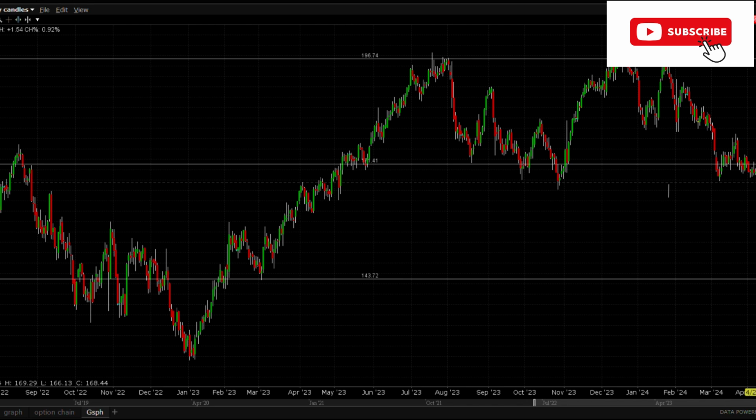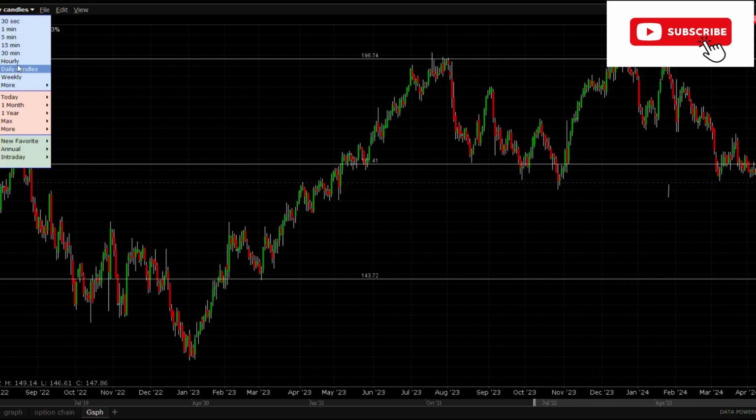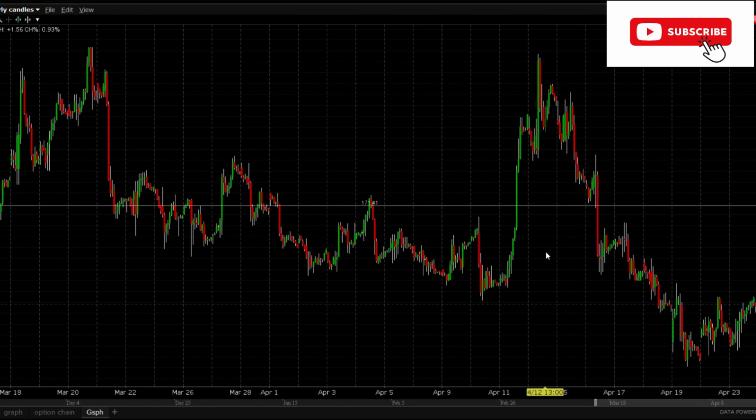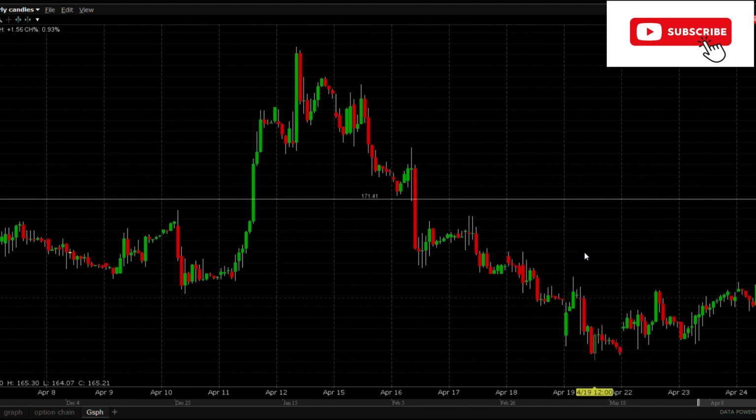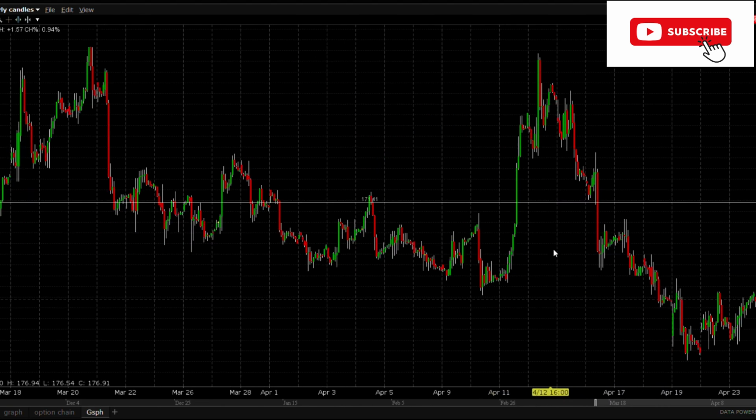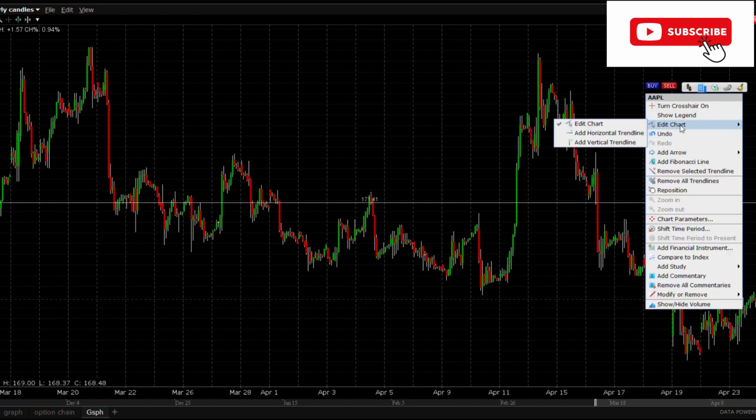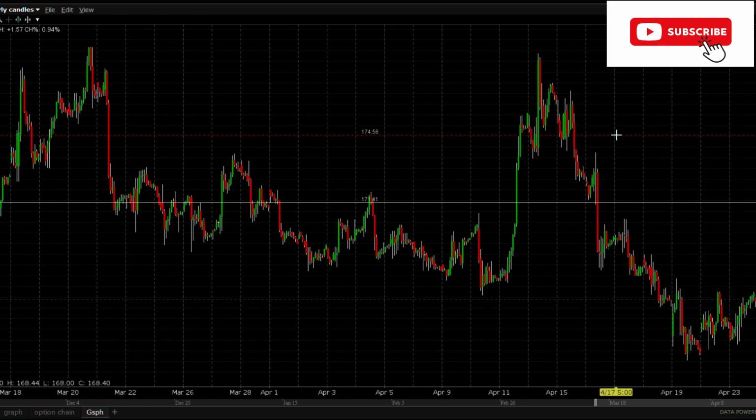172 is a good one, but I'm not really happy with this support resistance level because it is not really clear. Let's go to the hourly chart and see if we can see anything better. On the hourly chart we see a little bit more, we see more levels here.